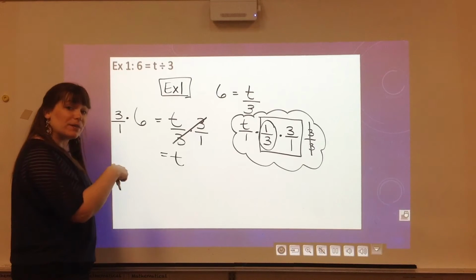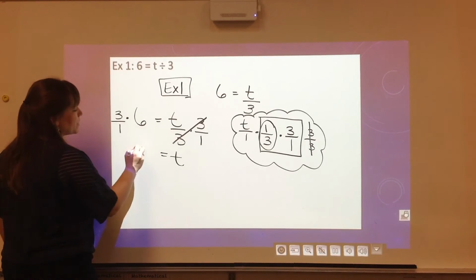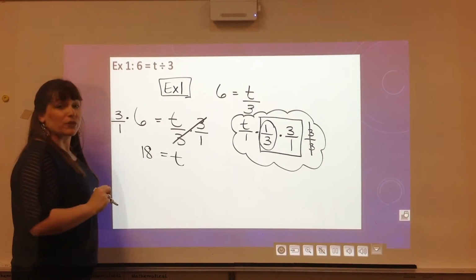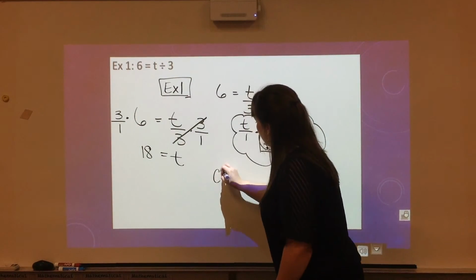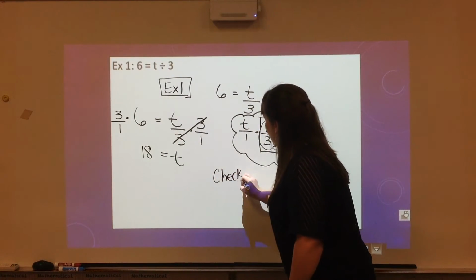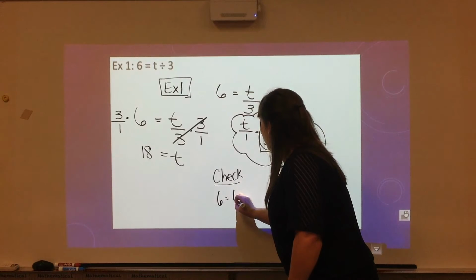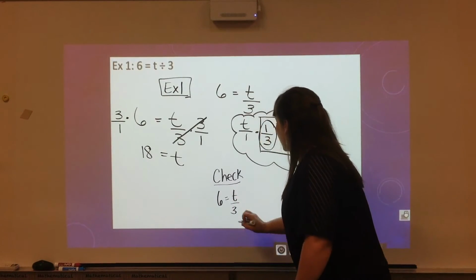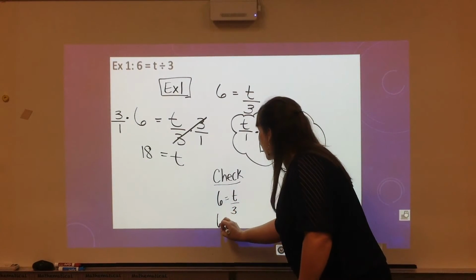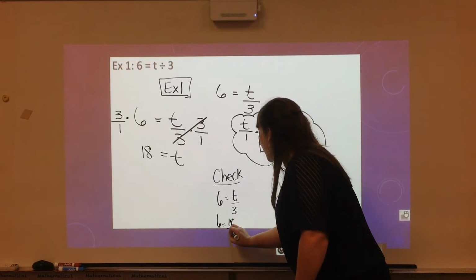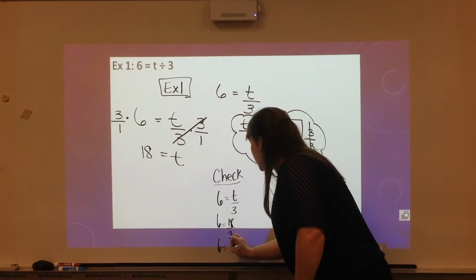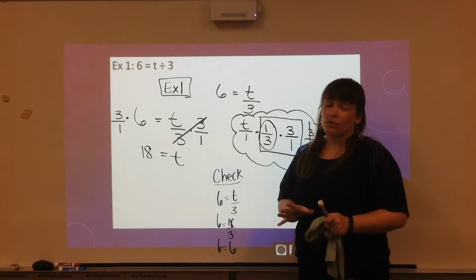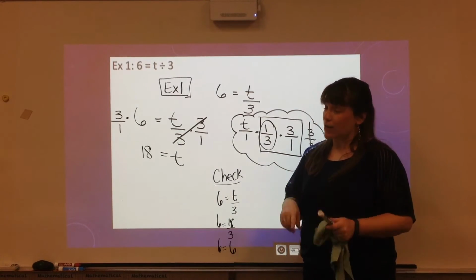The good thing over here, they're whole numbers. So 3 times 6 gives me my answer over here. My check is just going to be 6 equals t divided by 3. Then I'm going to pluck and plop. 6 equals 18 divided by 3, and 6 equals 6. That's how to multiply with the denominator.